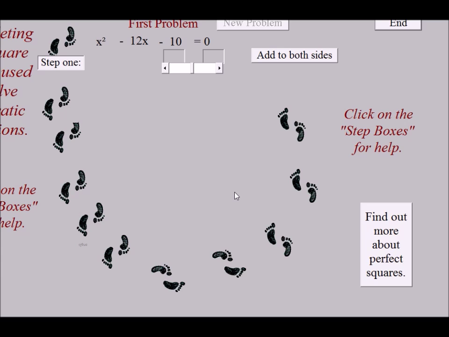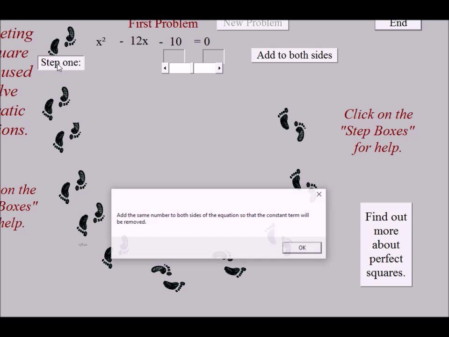So there must be some strange value that x is worth. It must have a radical in it or something. So what we have to do is learn this process called completing the square, and I'll try to explain it one step at a time. I actually put steps in here, that's why I have these footprints. You click step 1 and it will tell you what to do.